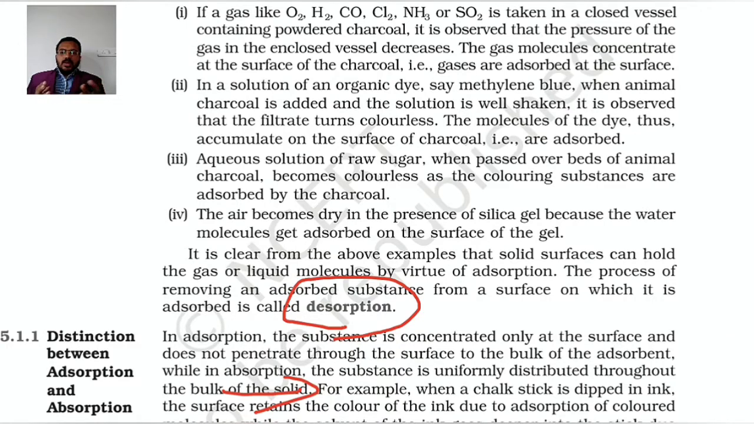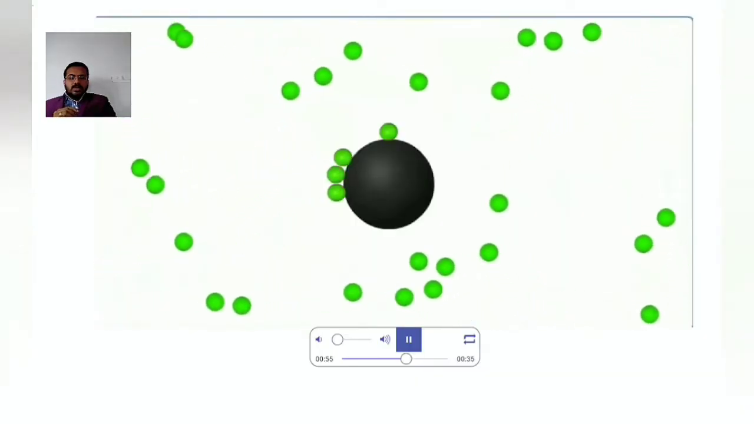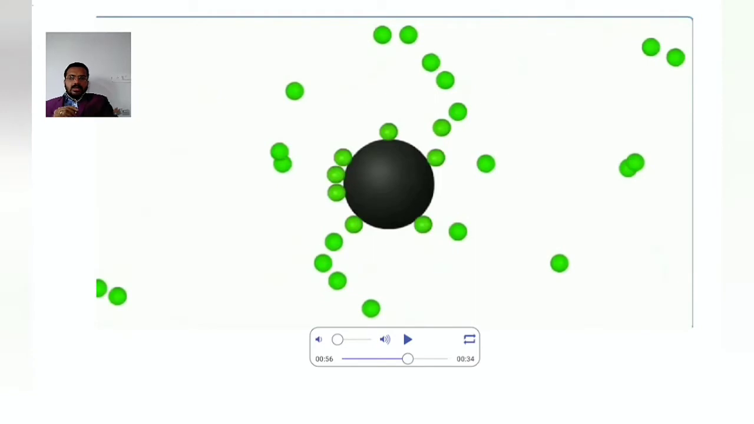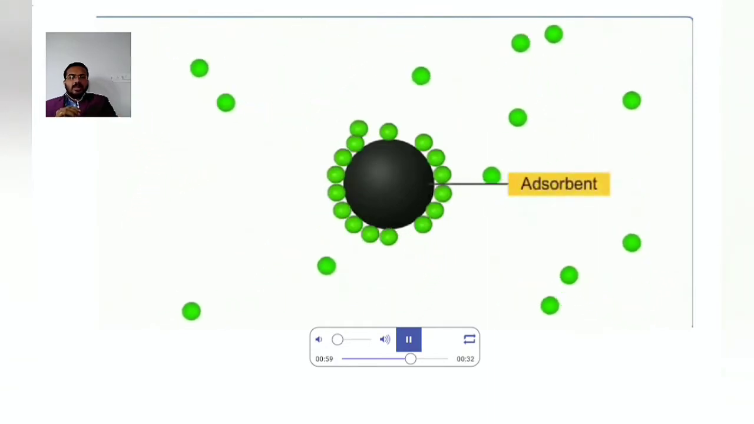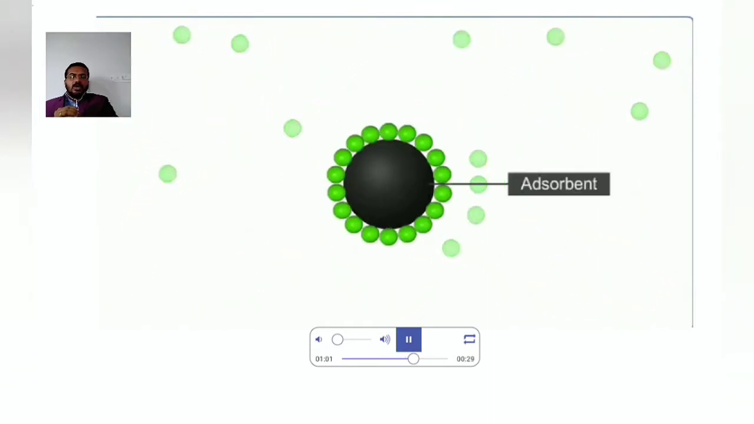So what is desorption? Desorption is the opposite of adsorption. Adsorption means the process whereby a substance gets accumulated on the surface, and desorption is the opposite, the process whereby the substance gets detached from the surface. In this example, it is very clear that the green colored molecules are getting accumulated on the black colored adsorbent. So the green colored atoms or molecules are the adsorbate. The black colored substance on which they are getting accumulated is called the adsorbent. So hence it is clear what is adsorbate and what is adsorbent.